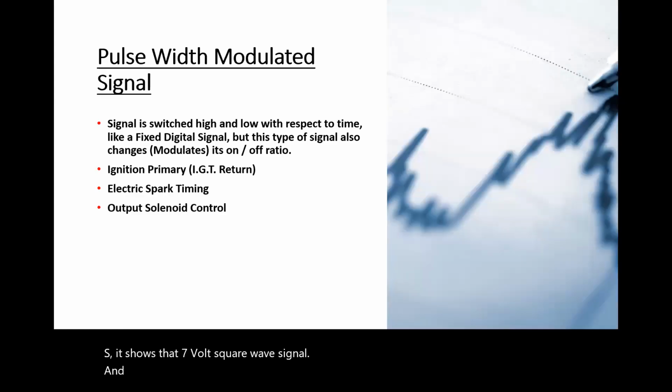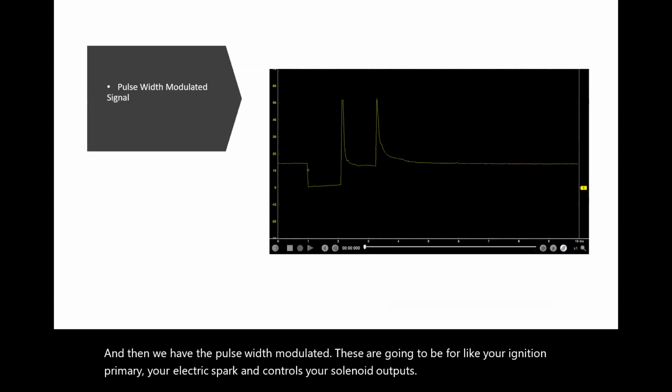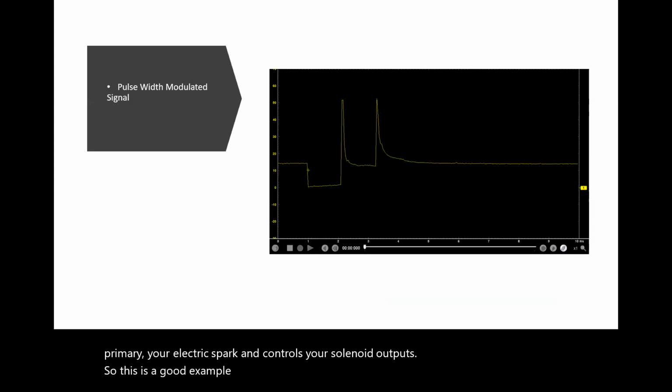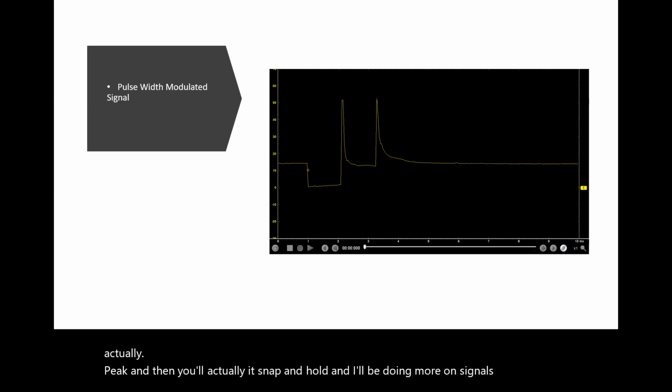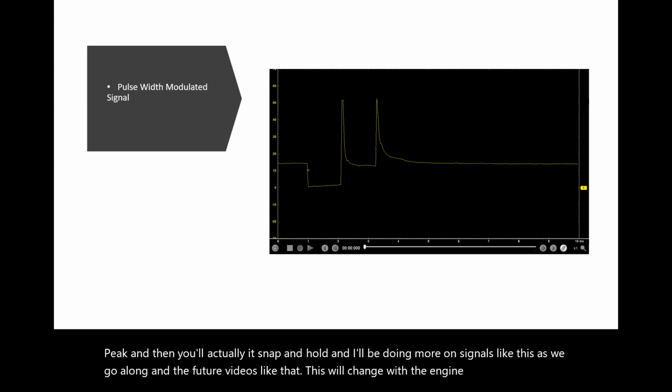And then we have the pulse width modulated. These are going to be for like your ignition primary, your electric spark controls, your solenoid outputs. So this is a good example of an injector. This is that peak and hold type injector. It will actually peak, and then you'll actually see it snap and hold. And I'll be doing more on signals like this as we go along in future videos. This will change with the engine speed.